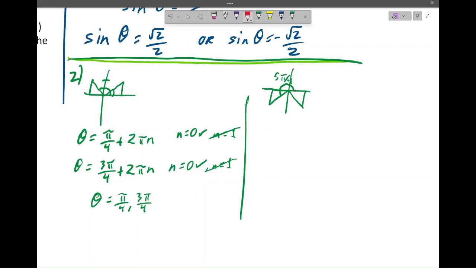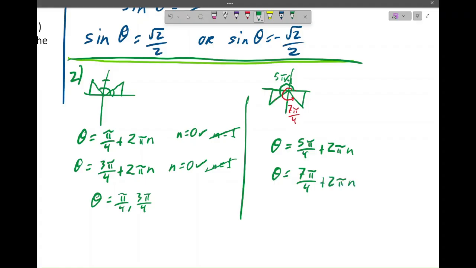Or if I go all the way around to this part, that's going to be, let's see, 5, 6, 7 pi over 4. 7 pi over 4. Okay. Once again, you will also do the plus 2 pi n business. So 5 pi over 4 plus 2 pi n, or theta equals 7 pi over 4 plus 2 pi n.